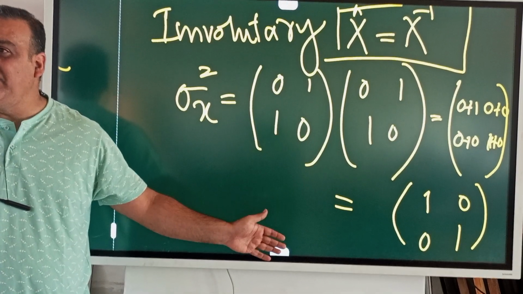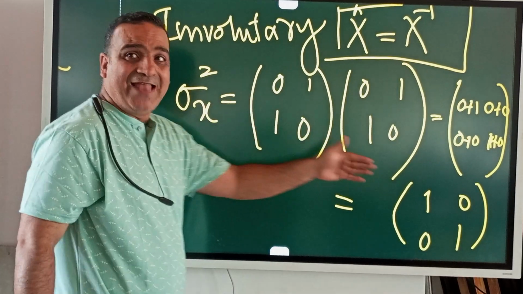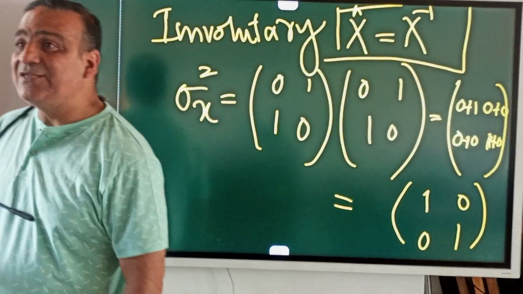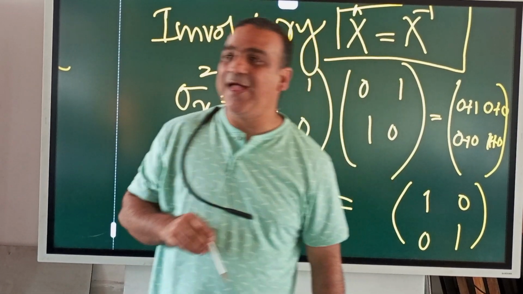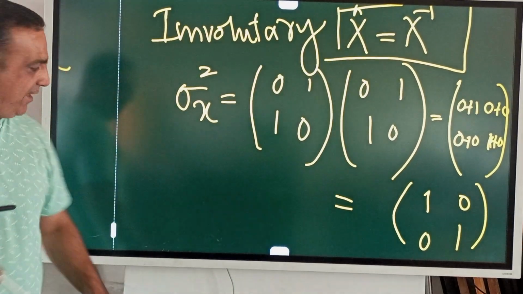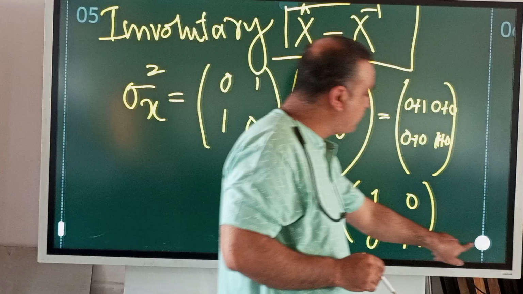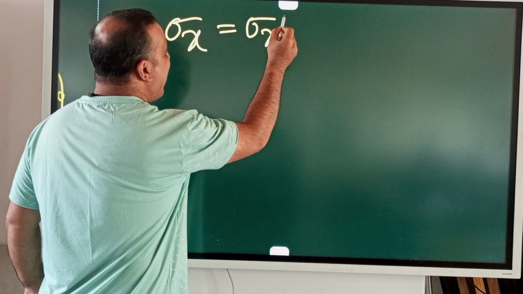It's an identity matrix, right? So if sigma x squared is an identity matrix, what does that mean? That means sigma x is equal to the inverse of sigma x. Is this clear? Can I move on? So in this case, you have proved that sigma x is equal to sigma x inverse.